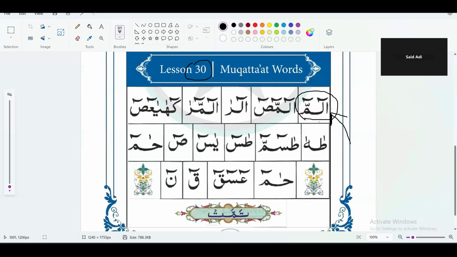So it will be like alif, lam, meme. Do you understand? Yeah. Yeah, so same as it is, we will read the next letters.